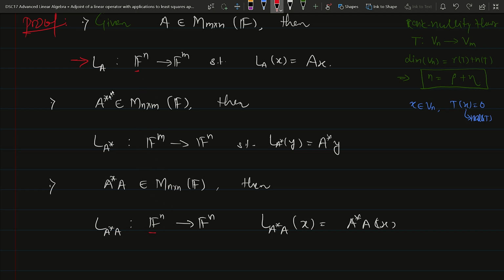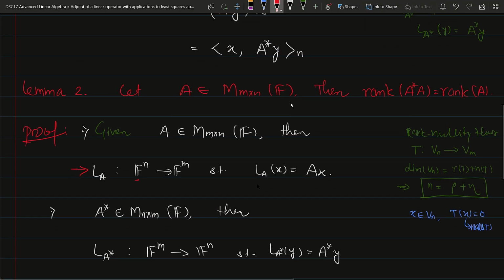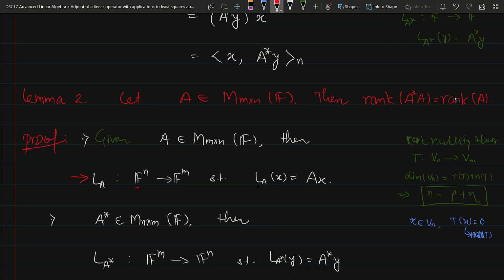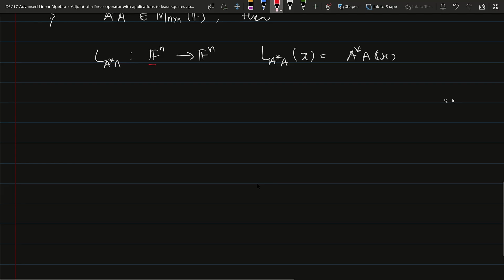Okay, so to show that the rank of A star A is the same as rank of A, it is sufficient to show that the nullity of A star A is the same as nullity of A. Okay, so what can I write?